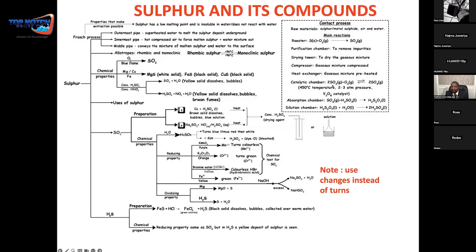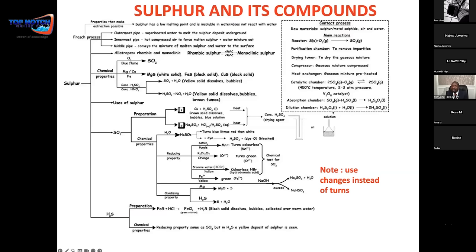Then you go to the catalytic chamber, whereby the sulfur 4 oxide reacts with oxygen to form sulfur 6 oxide. The temperature is 450 and we have a pressure of 2 to 3 atmospheres. Very important. Then we have vanadium 5 oxide catalyst. We can also use platinum, but platinum is more expensive and easily poisoned by impurities. Absorption chamber, we have the sulfur 6 oxide dissolving in concentrated sulfuric acid to form oleum. Then the oleum is diluted to form sulfuric 6 acid.